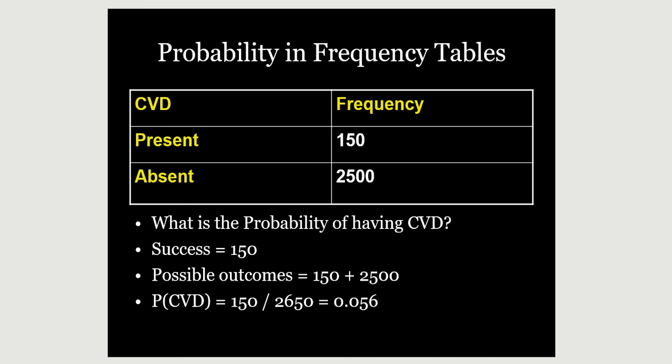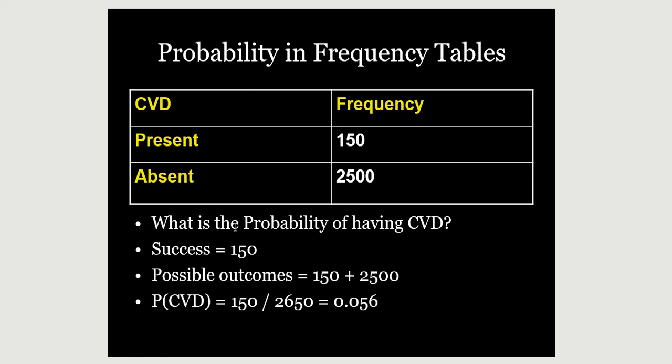Also, we have something called frequency probability, and basically that's where you're given something like this. This is called a contingency table. You've seen this when we talked about summarizing data. The variable of interest is cardiovascular disease, and it's either present or absent. The frequency is such that you have 150 individuals with CVD present and 2,500 with CVD absent. Obviously, the total here is 2,650 because you need to add up both frequencies.